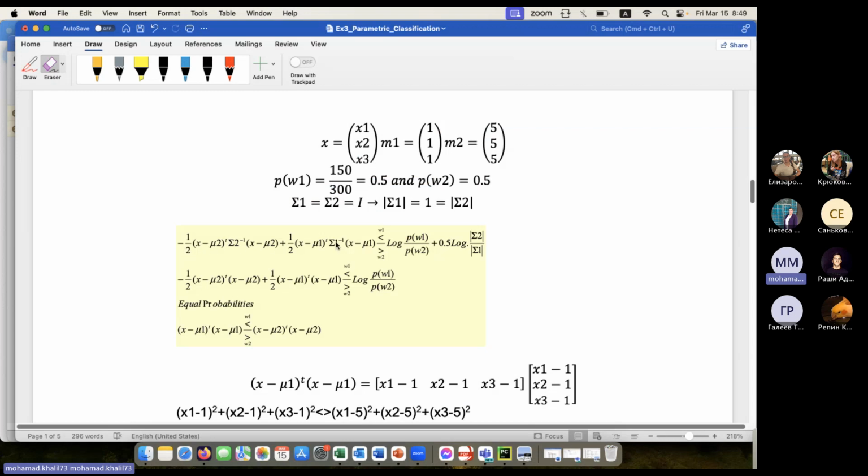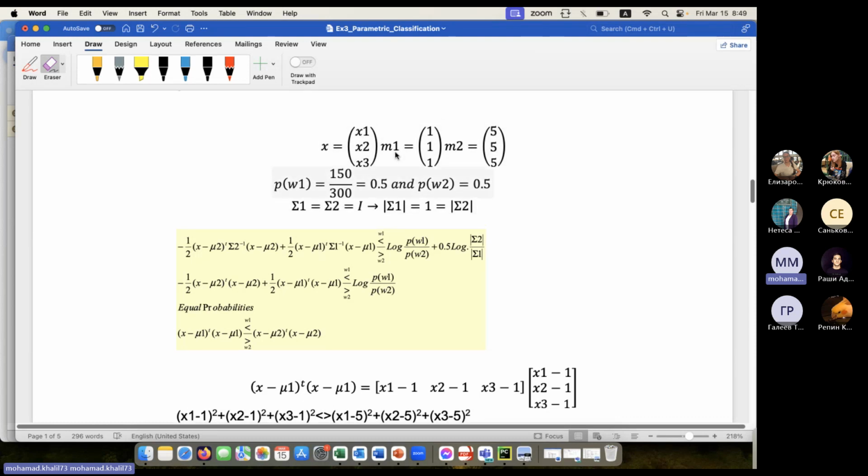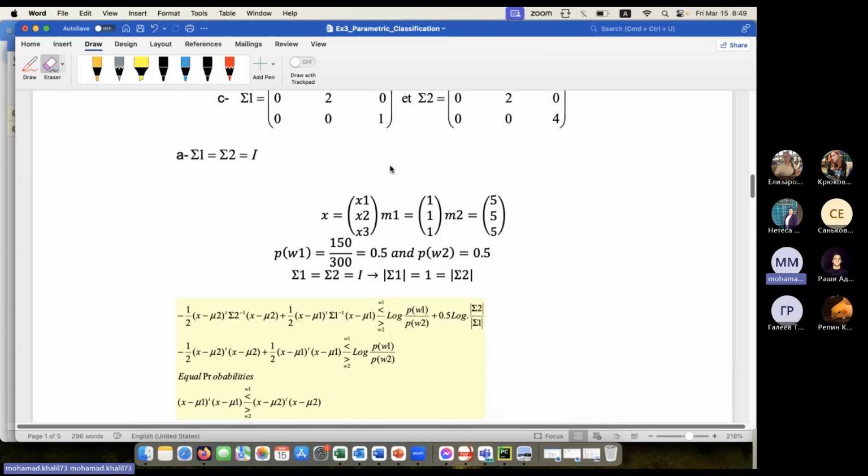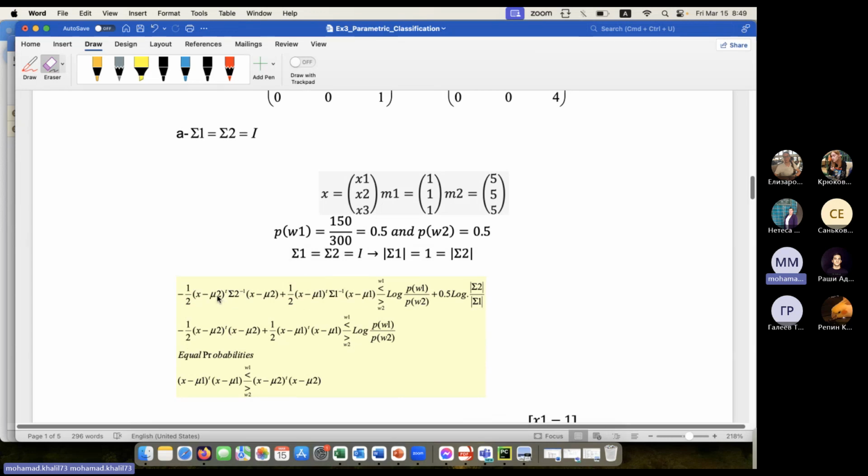He says that sigma 1 equals sigma 2 equals I. So sigma 1, the determinant, is 1, and sigma 2 is 1. And what is x? x is x1, x2, x3, because x is in R3, and M1 is 1, 1, 1, and M2 is 5, 5, 5.